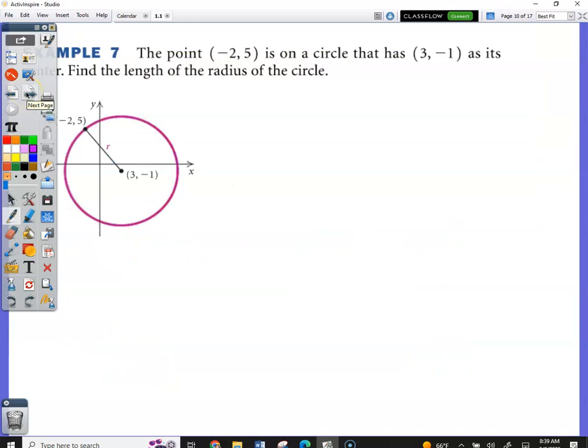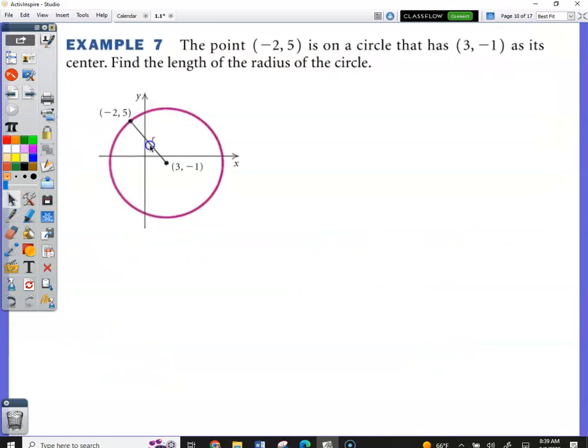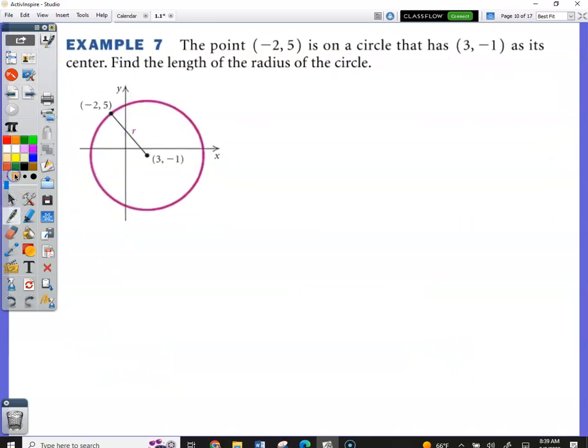And here we are. Okay, so we're at example 7. So now we're looking at circles. Look at the directions. It says the point (-2, 5) is on a circle that has (3, -1) as its center. Find the length of the radius of the circle. If you hear or read, find the length of a segment, then that's your indication that we're using the distance formula.